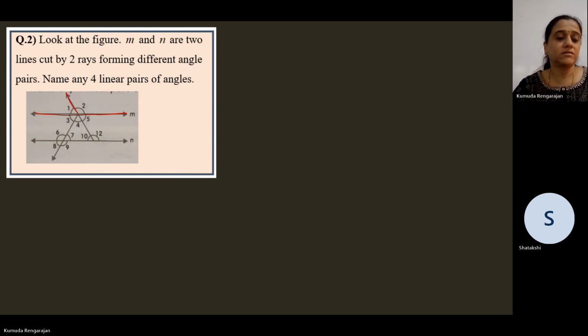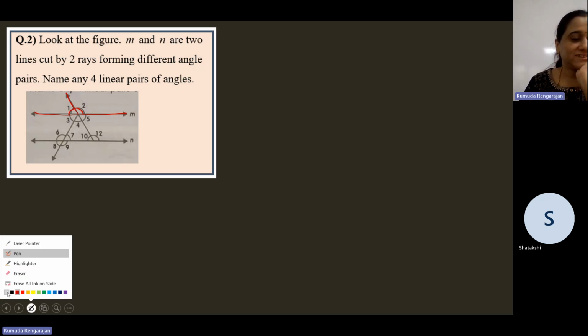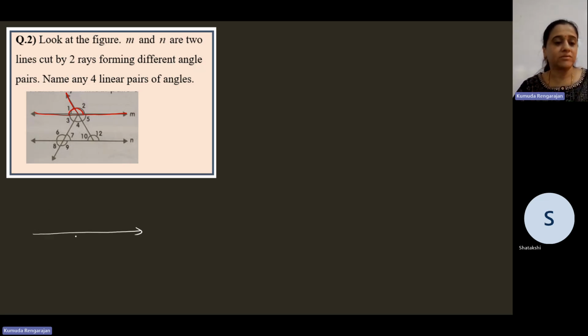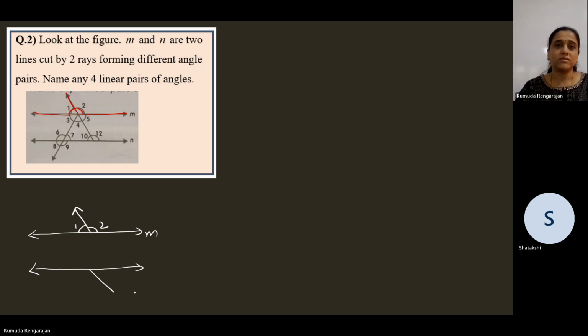This is the line. See, line M. And we see the small ray on it. Can you see angle 1 and angle 2 here? Angle 1 and angle 2 form a linear pair. Then the same line M. Can you see a line like this below? So this is angle 3 and 4.